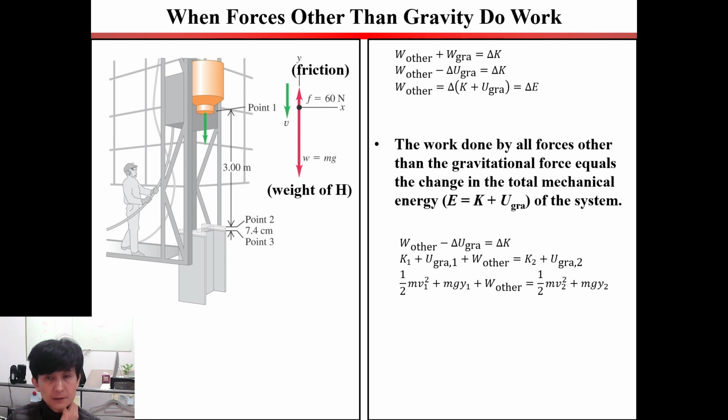If there is another force involved, for example a resistance force or friction, then we should consider the work done by the frictional force as well, and this is the case when the energy is not conserved.